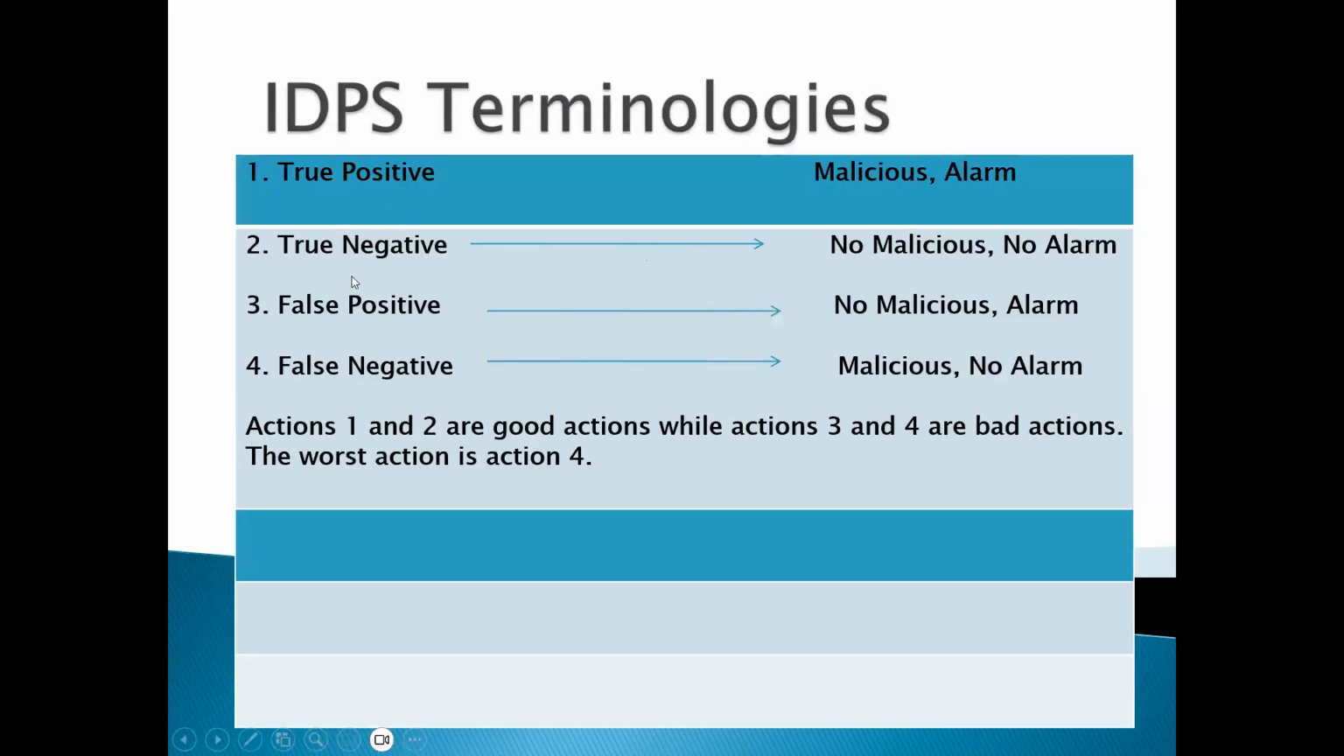We have four terminologies in intrusion detection and prevention system. They are: number one, true positive. This is when there is a malicious activity and the system sends an alarm or an alert. The next is true negative.